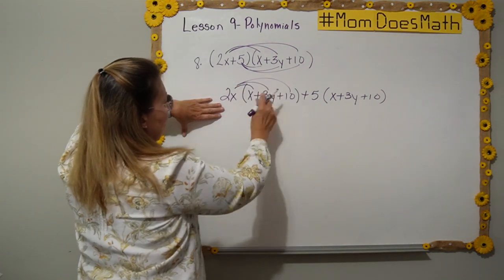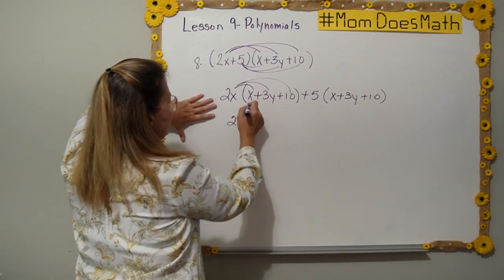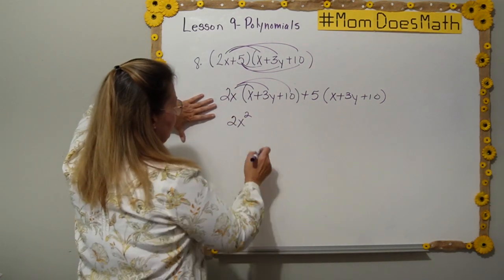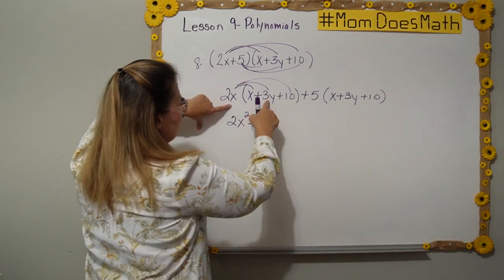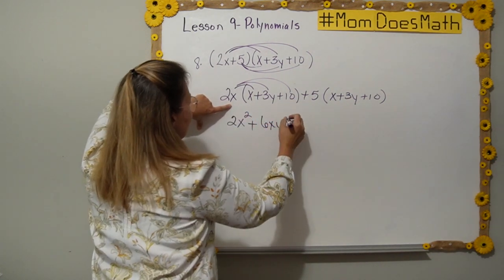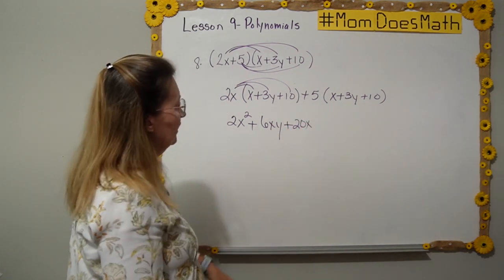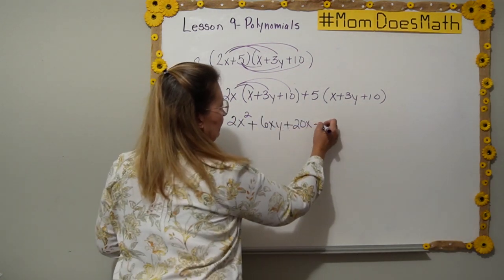I'm just going to multiply. I'm going to distribute this into here. So 2x times x is 2x squared. 2x times 3y is 6xy. 2x times 10 is plus 20x. Okay? Now let's do this one.